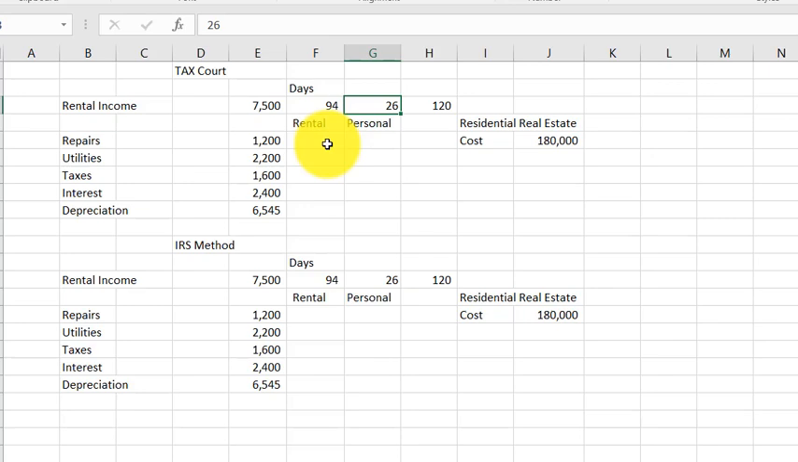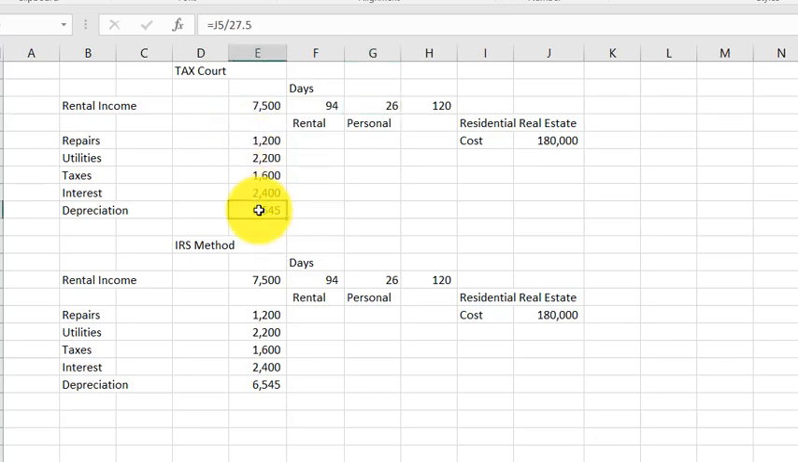But this is the situation where you rent it out sometimes, and then you use it, say at the beach or something like that. So total of 120 days. So this is in between those two extremes, significant personal use and significant rental income. Here's our income and the expenses in total.